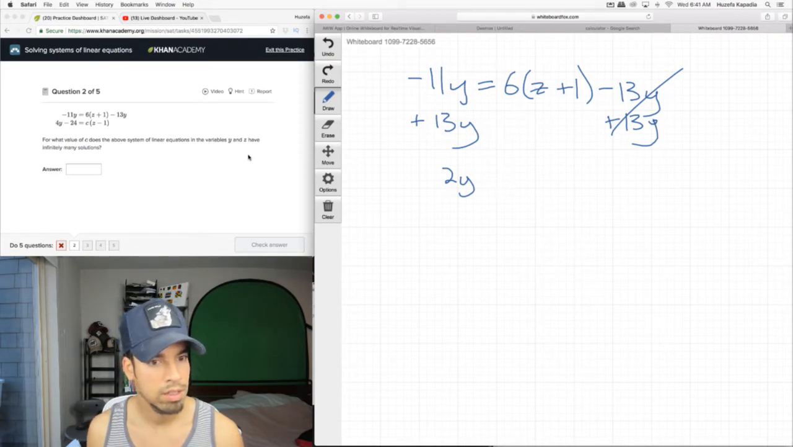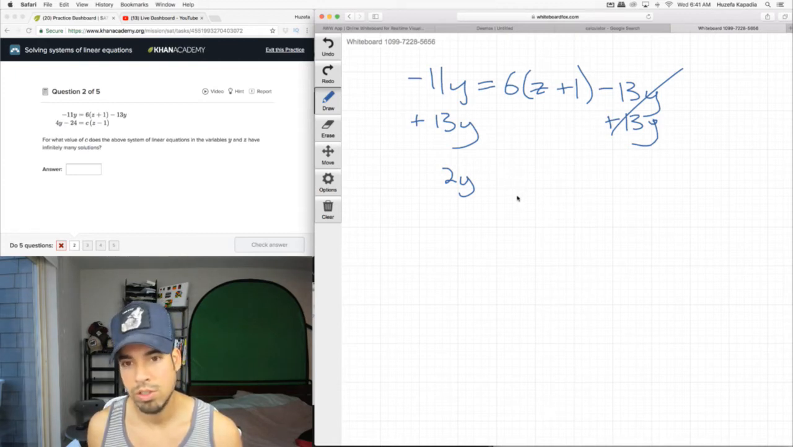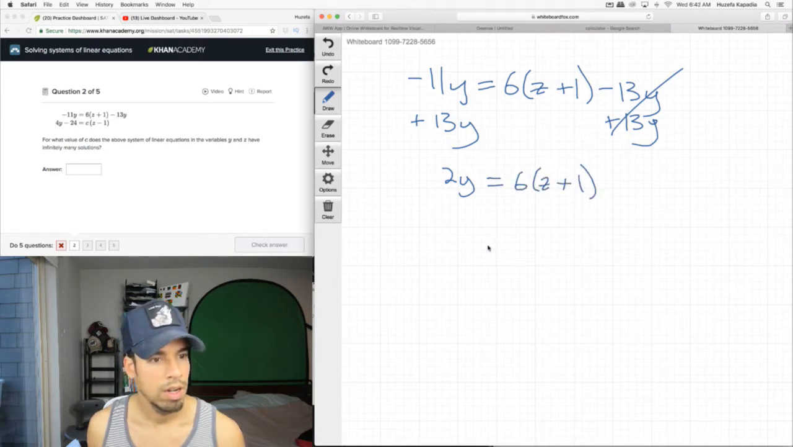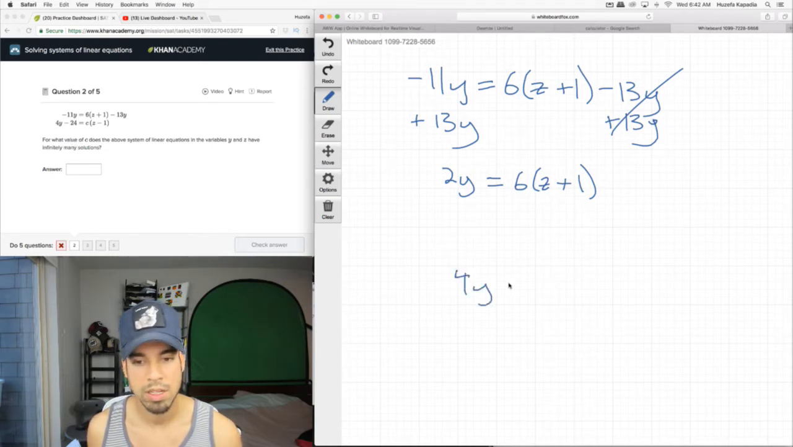let's see, y and z have infinitely many solutions. It doesn't really matter which one's your x or your y, because we just need to get the exact same equation. And so 2y equals 6z plus 1. And then this one, let's go ahead and isolate that y as well. I'm going to just immediately move the 24 over. C times z minus 1 plus 24.